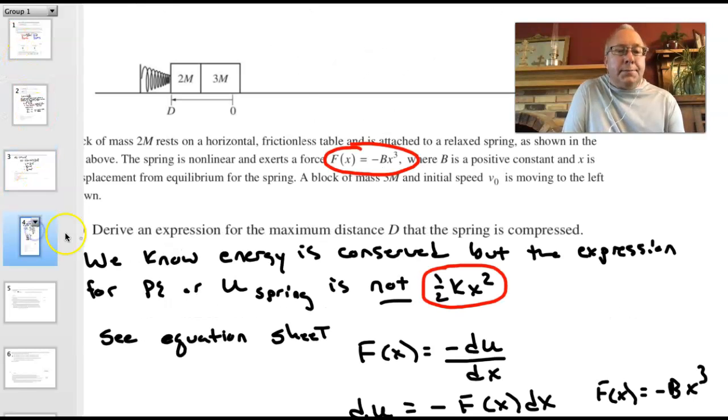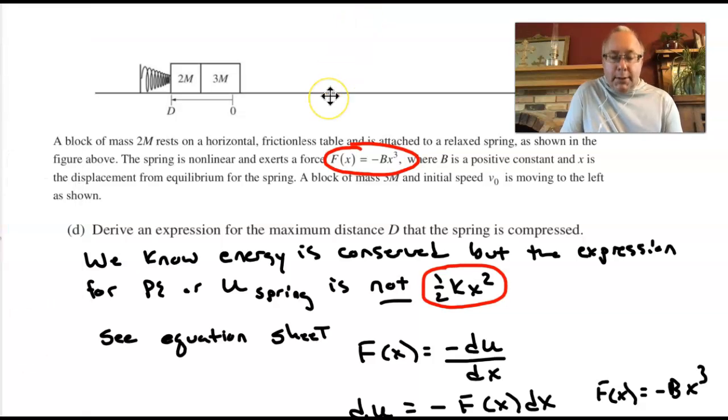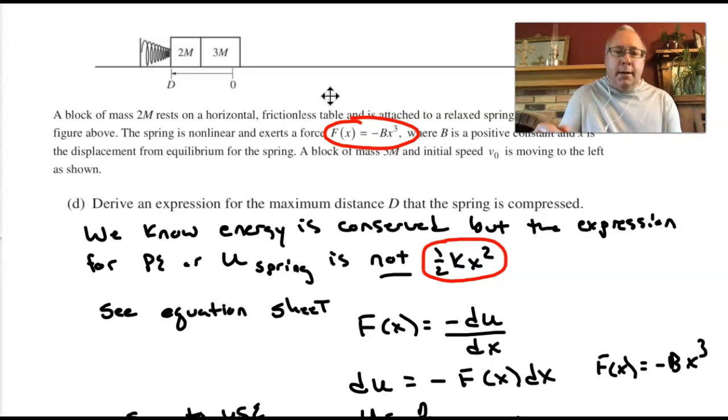All right, next part of the problem. This one is a little trickier since we haven't done a nonlinear spring, but it's not that tricky. Whenever you have springs in a problem, and you know the initial kinetic energy, they're leading you to the idea that you should use conservation of energy. The problem is we don't know how to find the energy of a nonlinear spring. It's not going to be 1/2 kx squared.